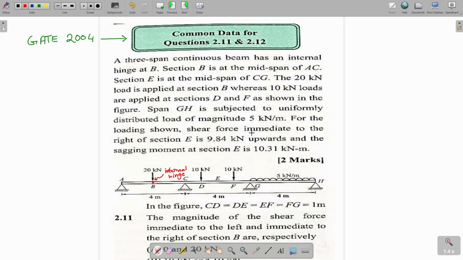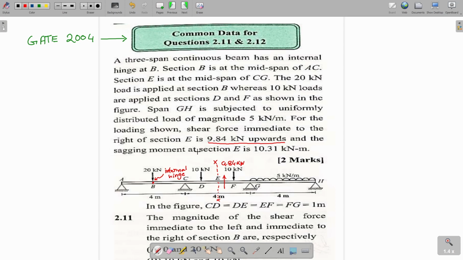For the load shown below, the shear force immediate to the right of the section E is 9.84 kilonewton upward. Now, if we consider this section and name it as XX of section E, right of this section acting upward is this one. It is acting like this in the upward direction, as 9.84 kilonewton.